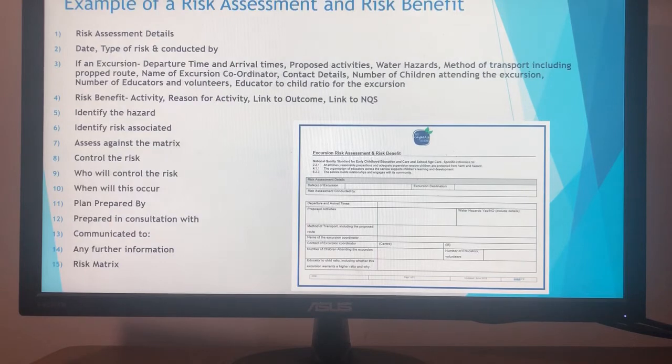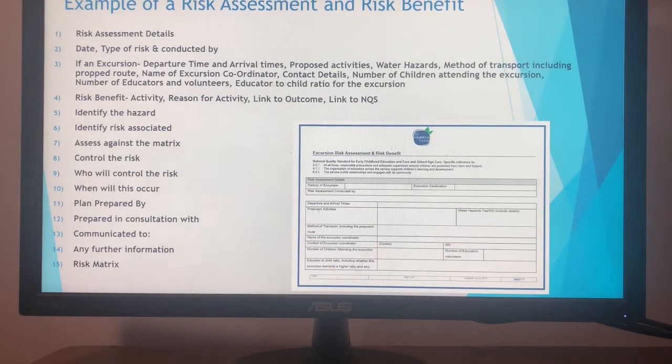So what we'll be looking at today is an example of a risk assessment. Risk assessments are sometimes called risk minimisation plans as well. It's really important that we don't just look at the risk, but we have a look at the benefit of the risk as well. So we'll be having a look at an example of that a bit later.